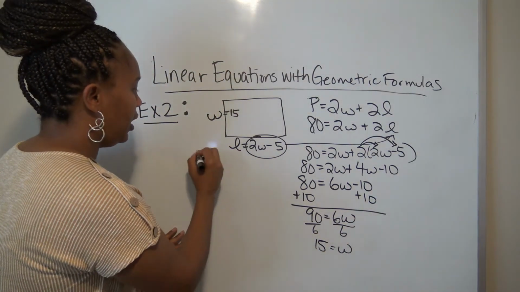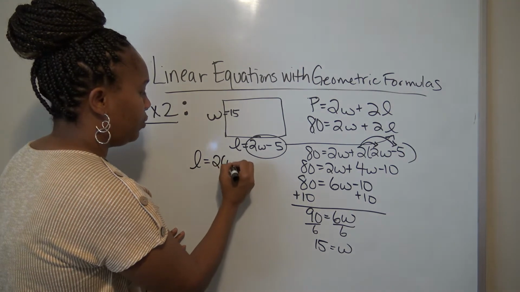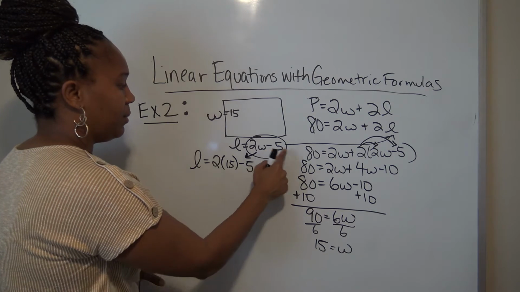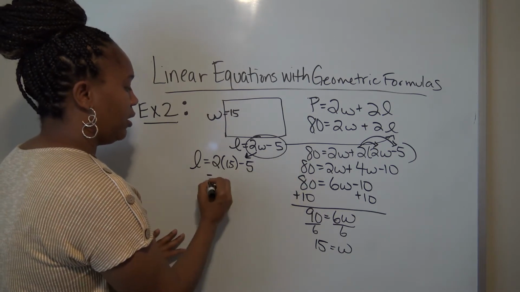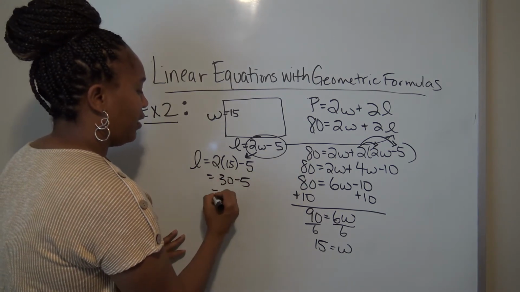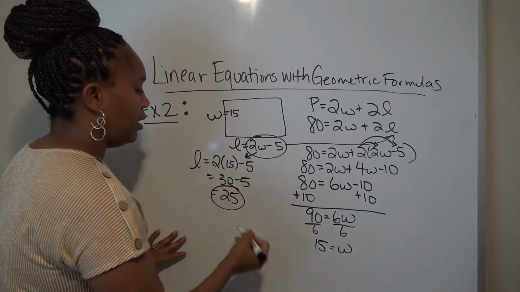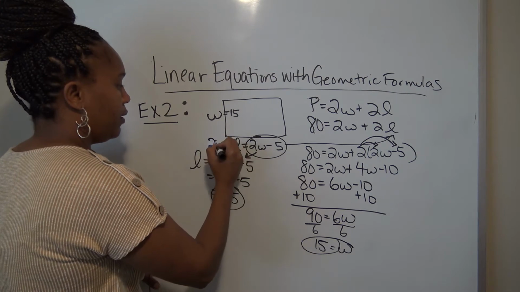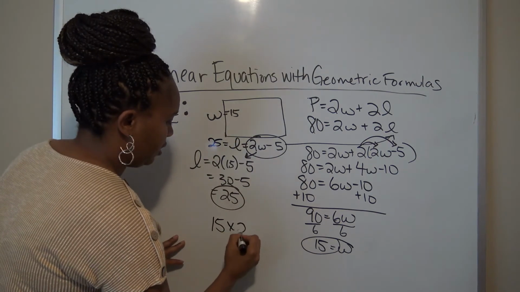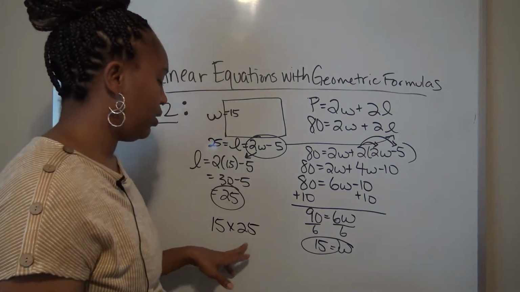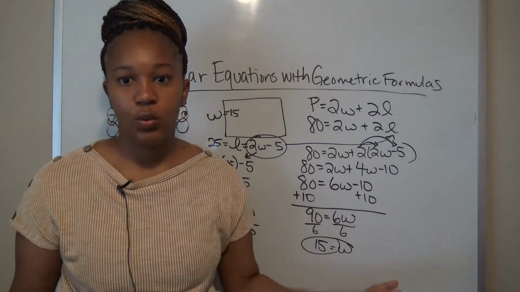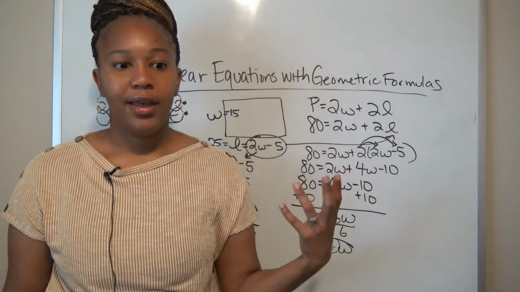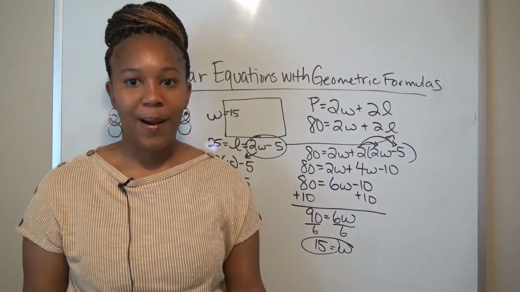So remember, the length is 2 times W, which we know is 15, minus 5. So that's coming from here: 2 times W minus 5. So 2 times 15 is 30, and 30 minus 5 is 25. So the dimensions are 15 by 25. You can write it like that, 15 by 25, or the length is 25 and the width is 15. So that's how you would state your answer. And you can go back and check it as well, but that is the solution to this problem.